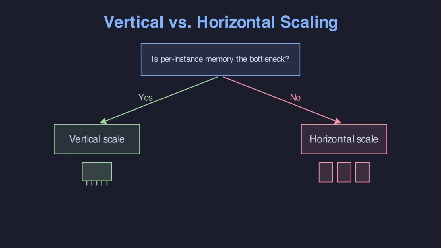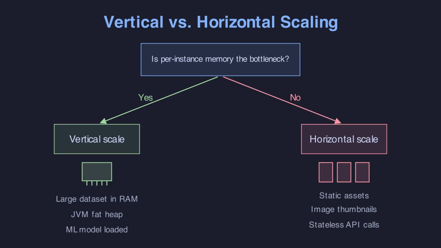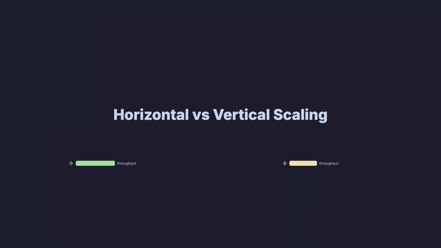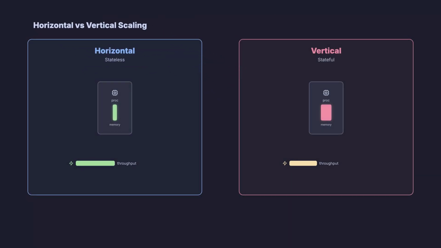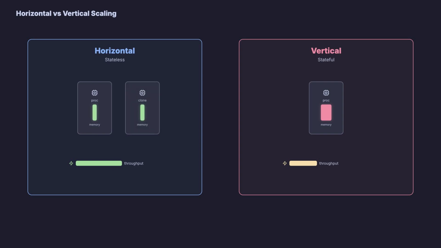Vertical scaling shines when you have a memory-intensive baseline, like a large data set cached in RAM, a JVM with a fat heap, or a machine learning model that must be loaded into process memory. It's also the right call when you hit a hard limit on per-instance memory that no amount of sharding can lower.